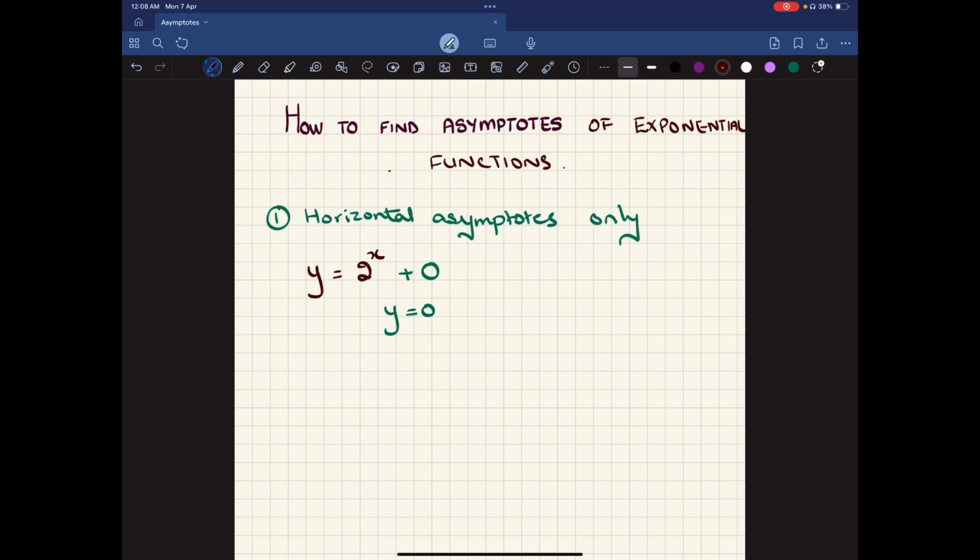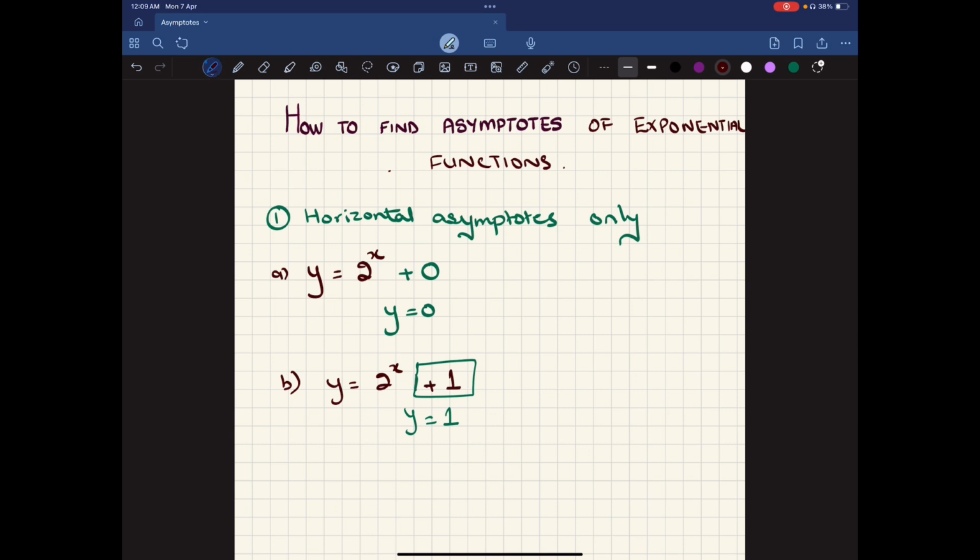Okay, let's do another example. If the equation of our graph is y is equals to 2^x plus 1, so what is our asymptote going to be? Y is equals to 1. Okay, so whatever is added to our exponential function is going to be the asymptote. I will explain why this is the case, but for now, just learn this shortcut.